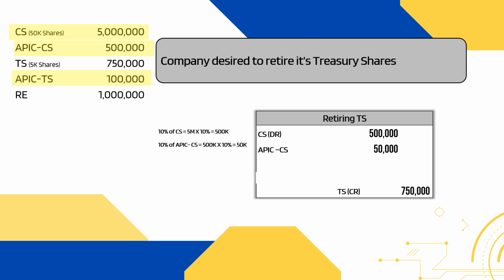So the question is, nag-balance na ba? Hindi pa. This is 550 debit, this is 750 credit. So what else can we deduct? We will then deduct the debit of APIC TS. So again, you ask yourself, nag-balance na ba? 550 plus 100, this is 650,000, and this is 750,000. So may missing pang 100. Anything that's missing after you've debited your APIC CS and you've debited your APIC TS will go into your retained earnings at 100,000. And that's basically how you retire a common stock by using your treasury shares.